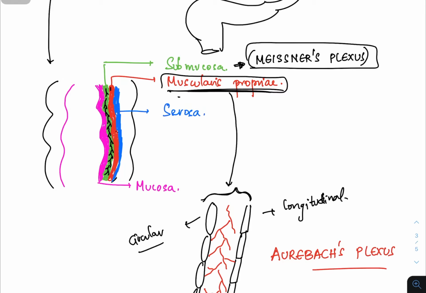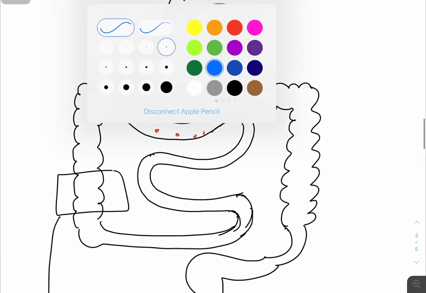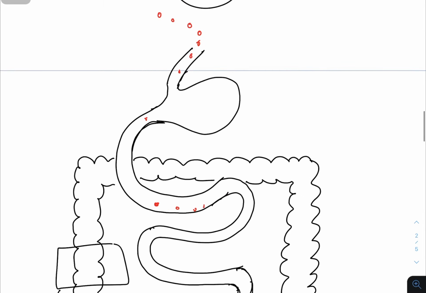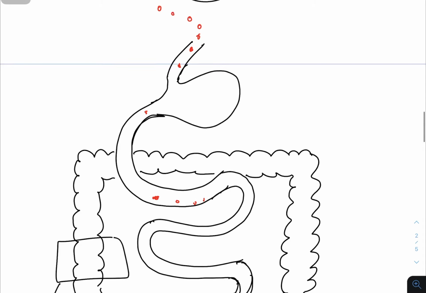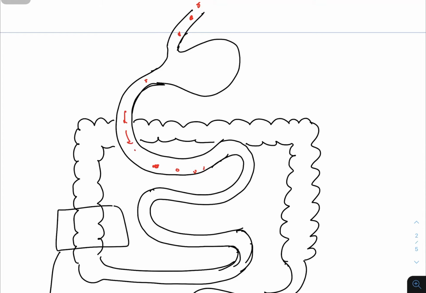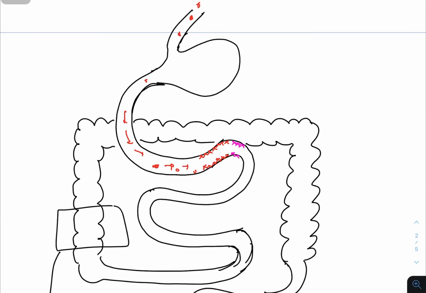Which cells are forming this Auerbach's plexus and Meissner's plexus in the intestine? The Auerbach's and the Meissner's plexus in the intestine are formed by these neural crest cells. So these neural crest cells migrate all the way down into the intestine. As they are migrating down along their way, slowly they form the Meissner's and the Auerbach's in this way. You see? So they form the Meissner's and the Auerbach's.